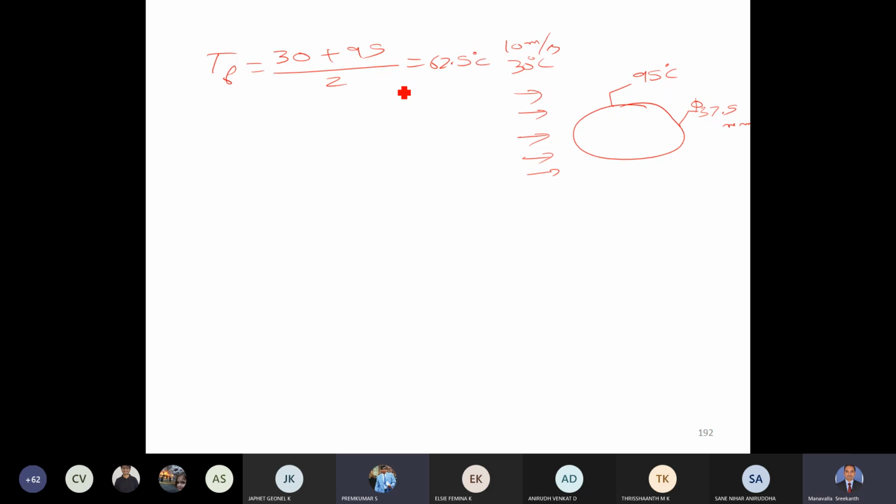62.5 degrees Celsius. So at the film temperature, I want you to look up density, dynamic viscosity, conductivity, and also the Prandtl number. So quickly tell me these values. You may not find 62.5, or you may have to use an approximate value. Read the data book and tell me these values.